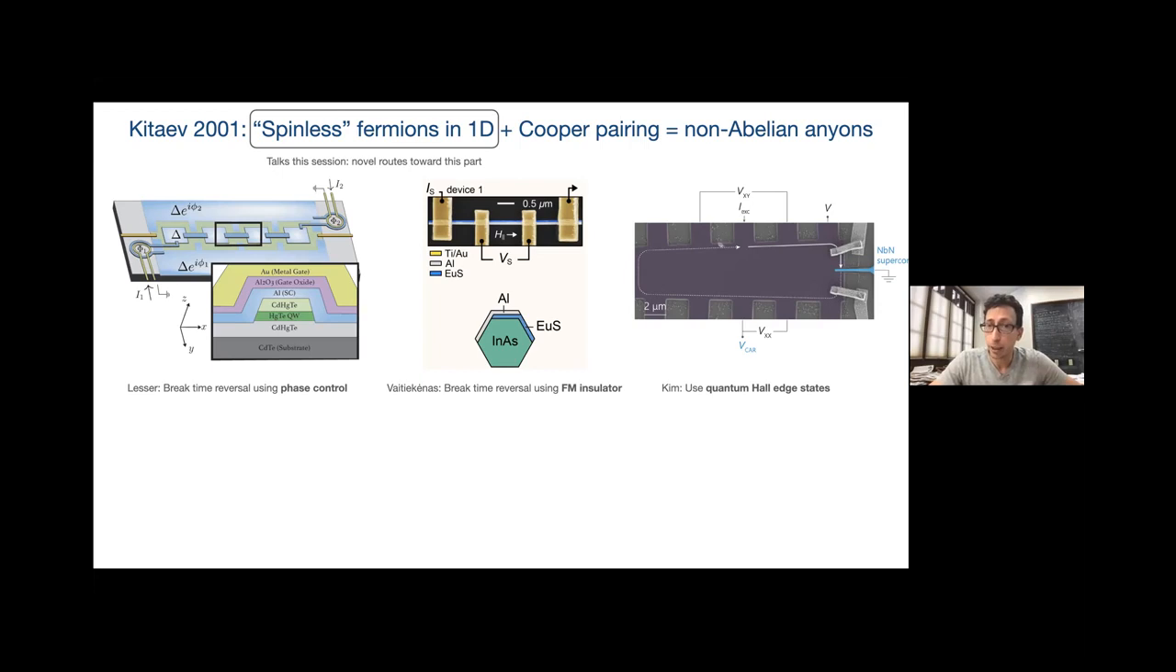And finally, Philip Kim's talk used a completely different strategy to try to get spinless fermions in 1D. So Philip used the quantum Hall regime and tried to manufacture single channel wires by exploiting quantum Hall edge states. And these systems are amazing for a number of reasons. In the integer regime, you can get Majorana zero modes in yet a different fashion. But if you go to the fractional quantum Hall regime, which Philip has indeed done, then you have a chance to get Majorana generalizations called parafermions.